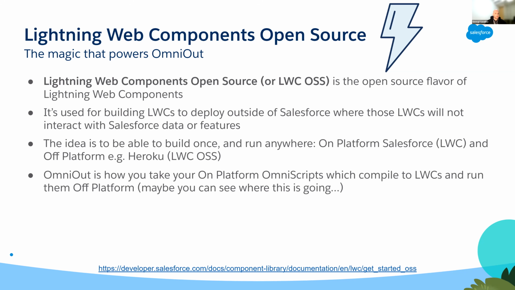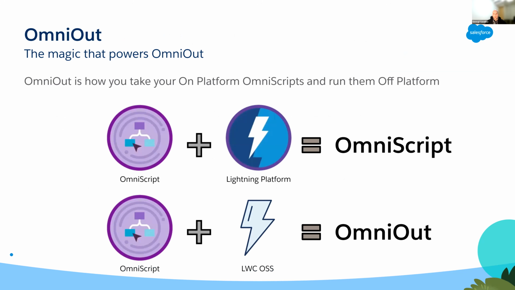And then OmniOut is how you can take your OmniScript, which you develop and use on platform, and then you deploy that off platform. So maybe you can see where this is going. LWC OSS is how we make OmniOut technically possible. So LWC OSS is the magic that makes it possible.